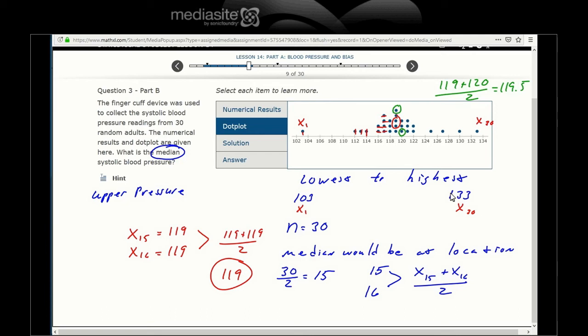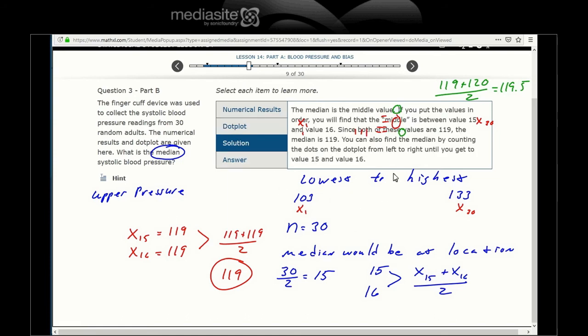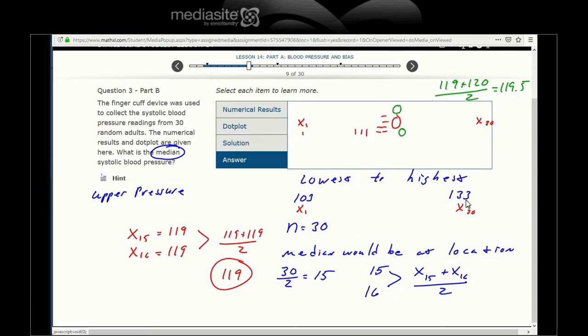But with a dot plot, you can use the dot plot as your counting tool to find out where your middle number is. Between the 15th and 16th value, since both are 119, the median is 119. So here we go, 15th and 16th value, 119. Get it? Got it? Good.